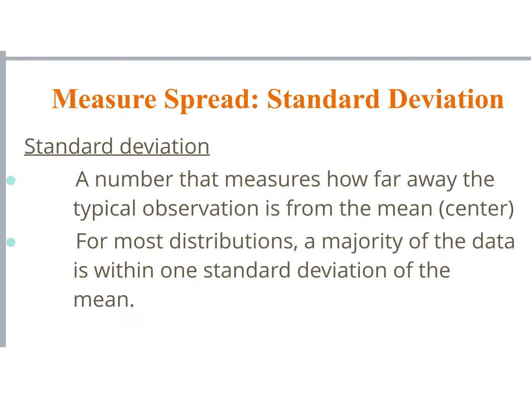So this is where we're talking about standard deviation. This is how we're going to measure the spread from now on in numerical data sets. So what is standard deviation? Well, it's a number that measures how far away the typical observation is from the mean. For most distributions, a majority of the data is within one standard deviation of the mean.